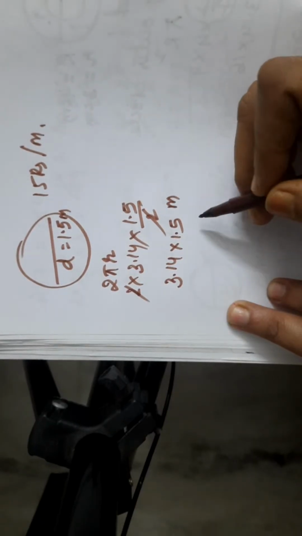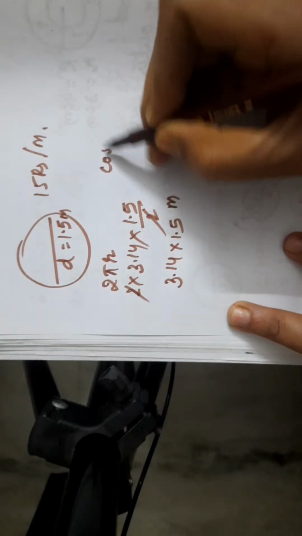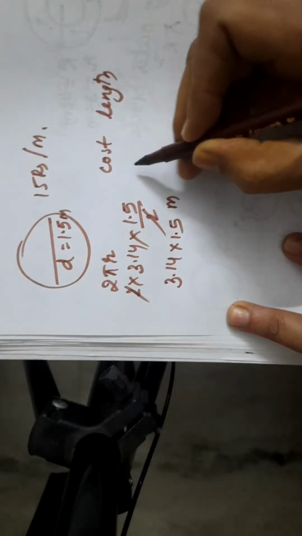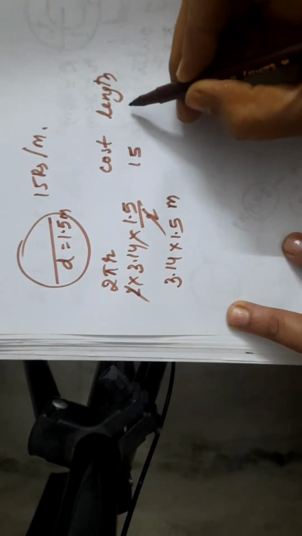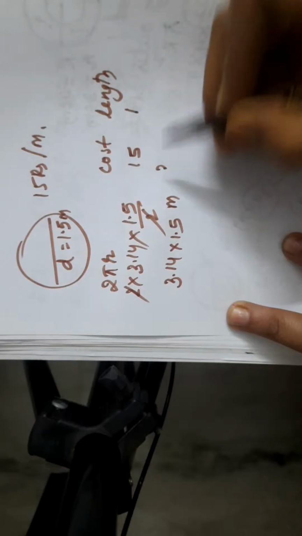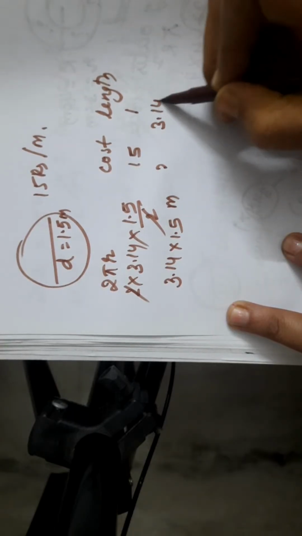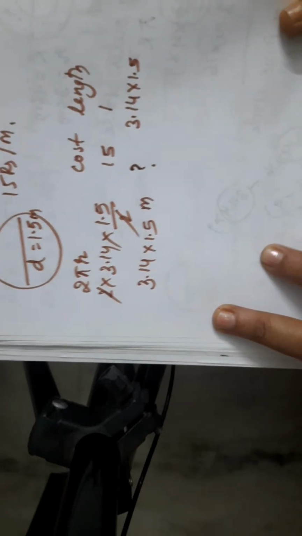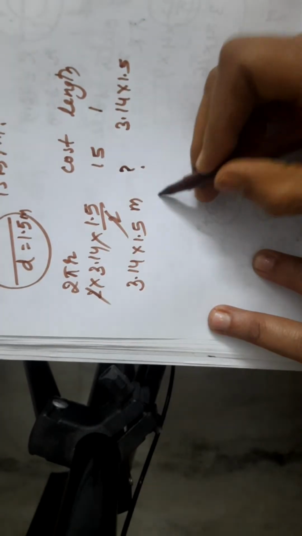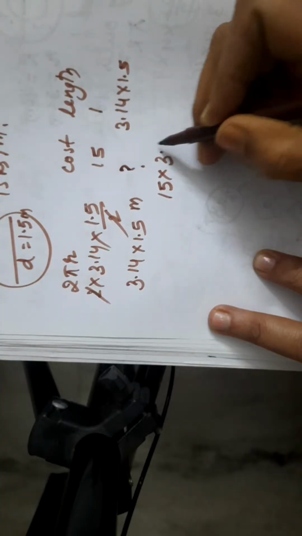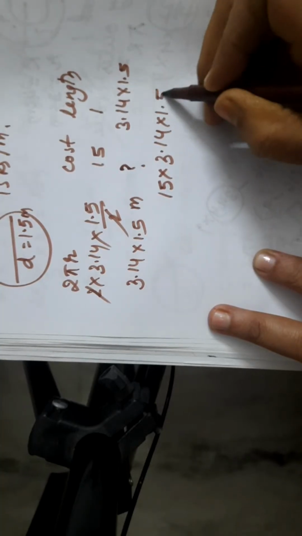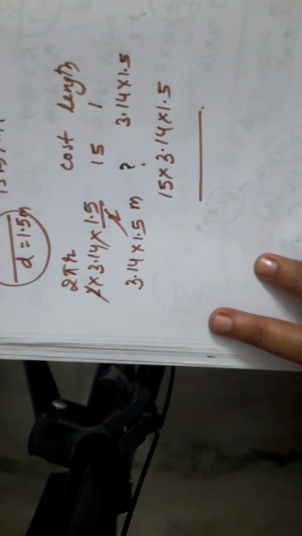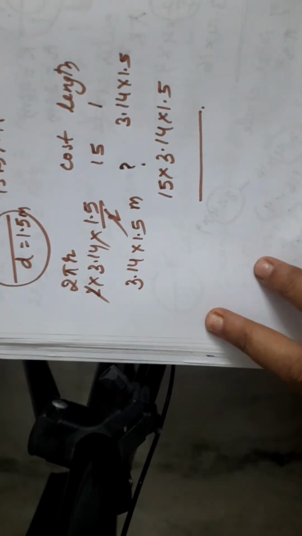To find the cost, again we'll go for the unitary method as I told, cost and length. Here the cost is given as 15 rupees for 1 meter. Now for 3.14 multiplied by 1.5, what is the cost? So again cross multiplication, 15 multiplied by 3.14 multiplied by 1.5. Calculate this and write down the answer. Complete the calculation and say the answer fast.